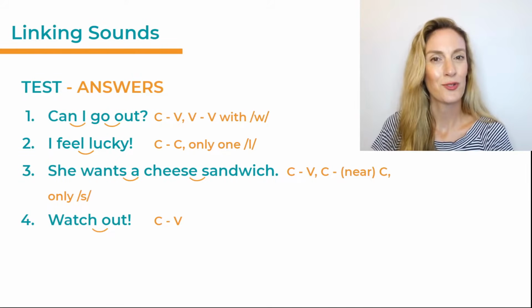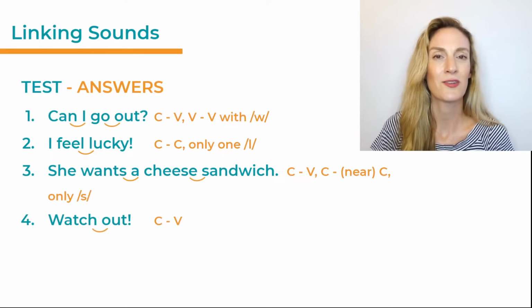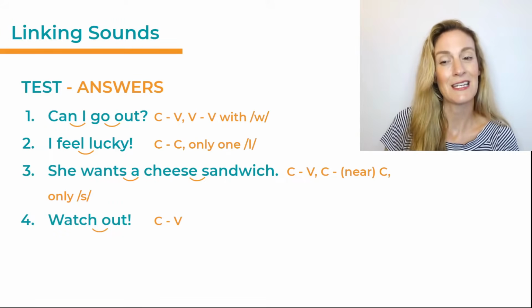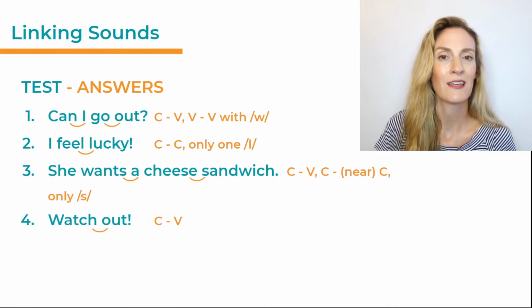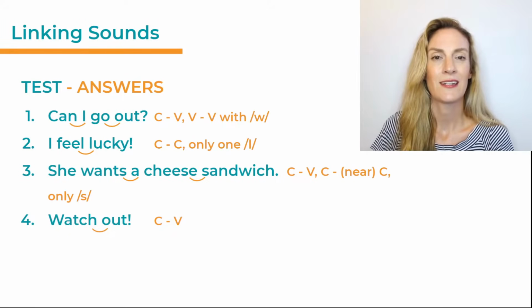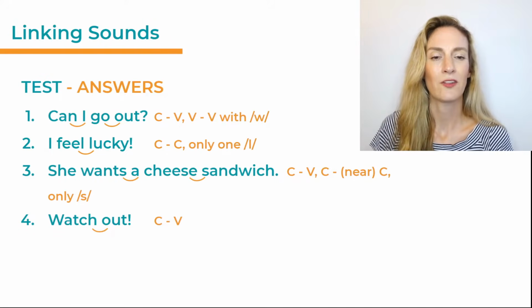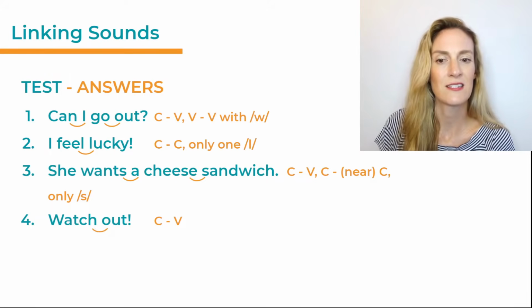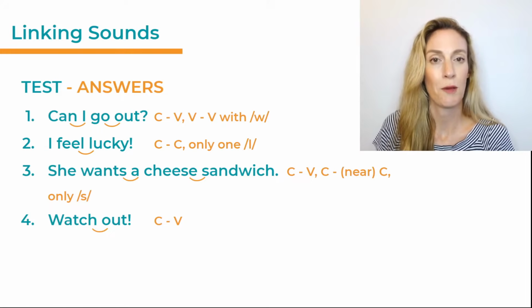And in sentence number 2, feel lucky, there's linking between feel and lucky, consonant to consonant. We only say one L sound. And in sentence number 3, we have linking between wants and a, and that is linking from consonant to vowel sound. And also cheese sandwich, we have consonant to near consonant linking, and we only say s from sandwich. The z in cheese is dropped.